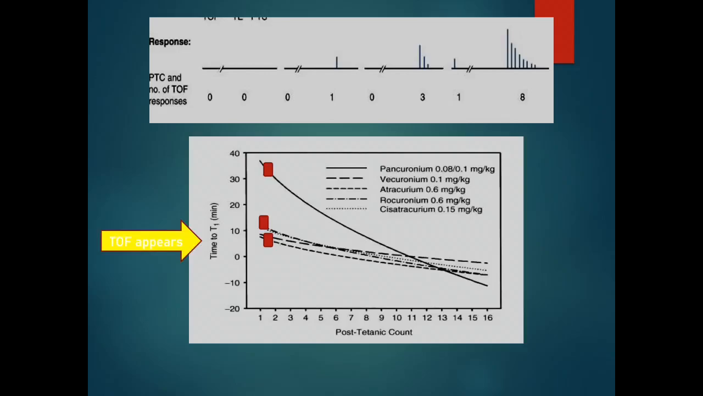Wait and wait until your train of 4 comes up to at least 2 twitches and your post-tetanic count increases beyond 10. So initially if the post-tetanic count is 0, do not try to reverse the patient. When the post-tetanic count increases to more than 10 but there is still a fade, do not try to reverse the patient. But if the post-tetanic count exceeds 15 to 20 and there is only a minimal amount of fade, you can attempt to go in for a reversal.